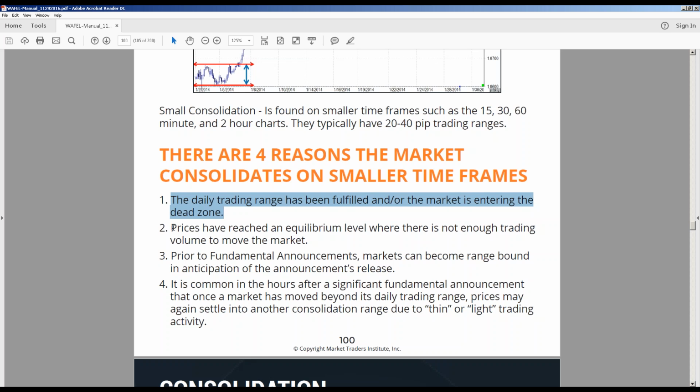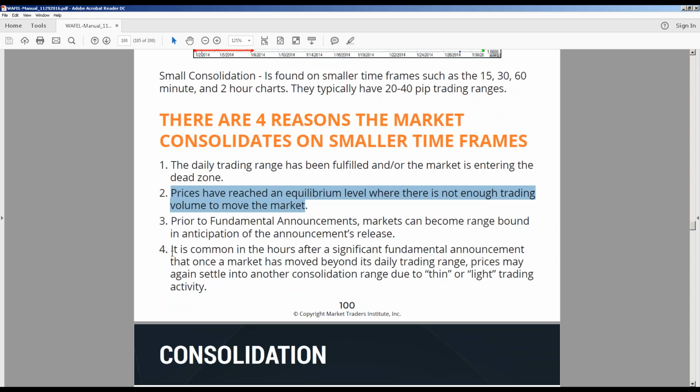Secondly, prices have reached an equilibrium level where there's not enough trading volume to move the market. Third one is, prior to fundamental announcements, markets can become range-bound in anticipation of the announcement's release. Now, it's common in the hours after a significant fundamental announcement that once a market has moved beyond its daily trading range, prices may again settle into another consolidation range due to thin or light trading activity.